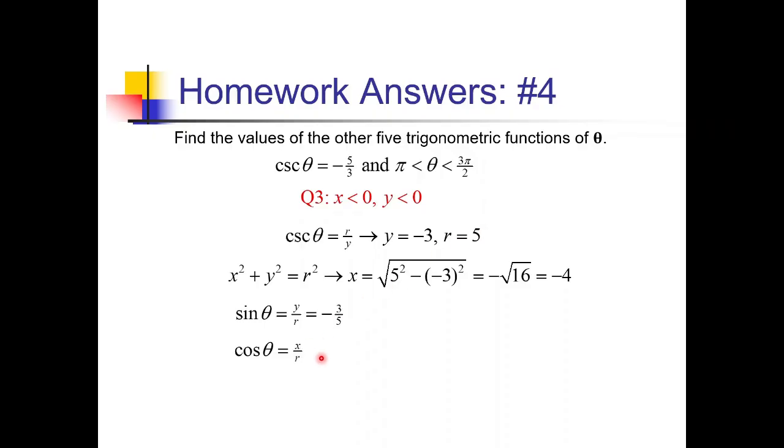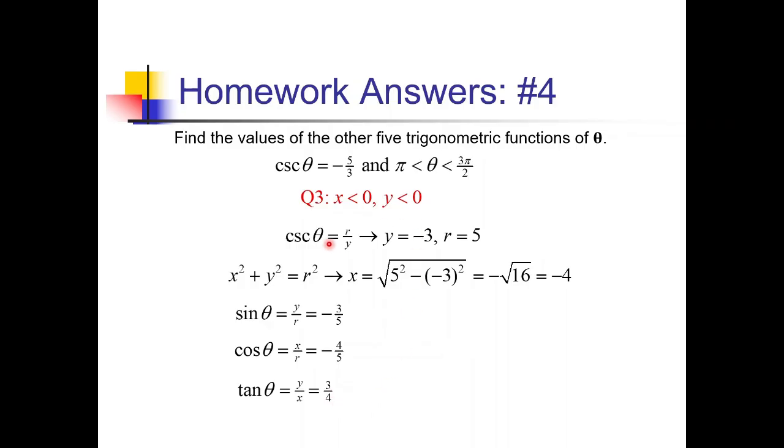Next we have cosine, x over r. So that's going to be negative 4 over 5. Next we have tangent, y over x. So that's going to be negative 3 over negative 4, which I can then simplify to just positive 3/4.